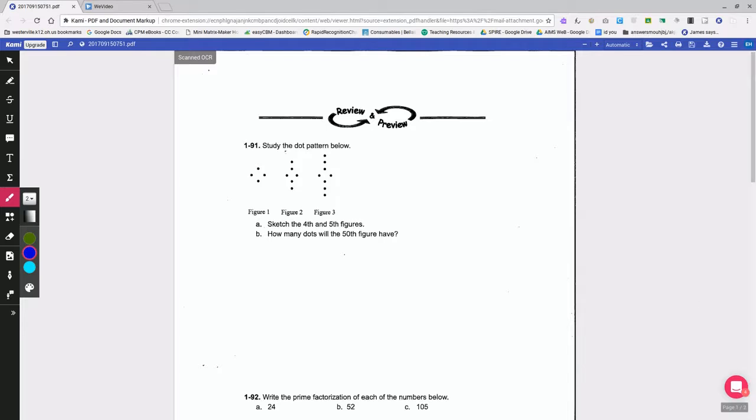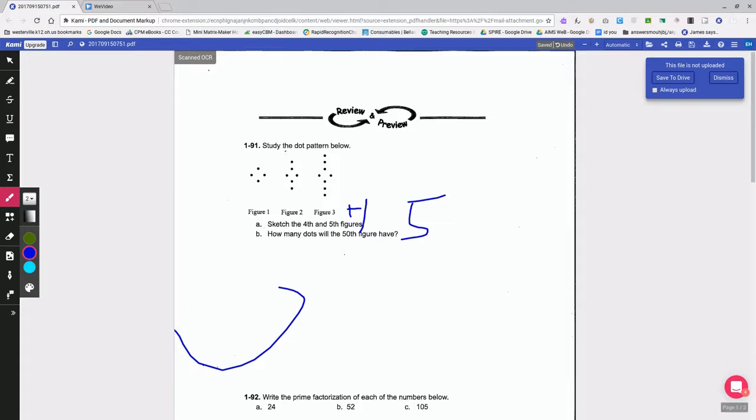Question 191, dot patterns. Wherever you want to sketch it, you can sketch it down here if you like. I'm going to probably start mine nice and small right here. Figure 4, figure 5. Again, just looking at the pattern, it looks like it's increasing 1 from the top and the bottom each time. So I don't think you need any help from me, but 4 dots here, 2 dots here, and 4 dots down. Figure 5 is 5 dots.